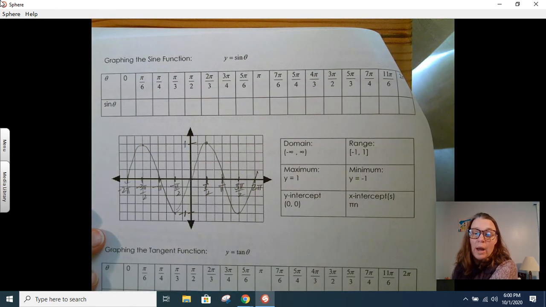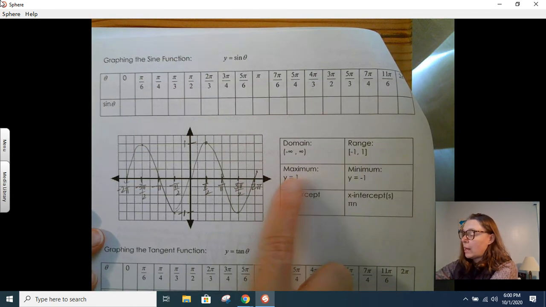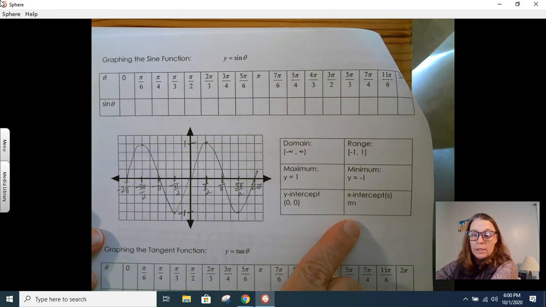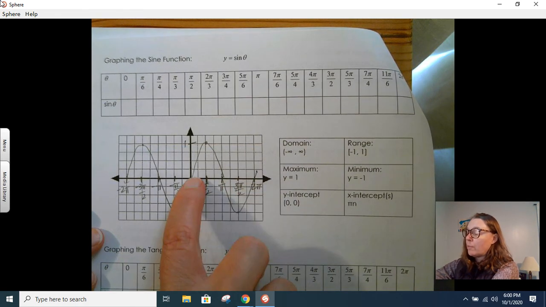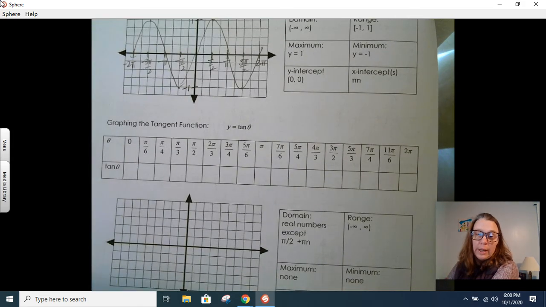Okay, and then at the top, this is page 6. Okay, there's our sine graph. Again, here's domain, range, max, min. Y-intercept and the x-intercepts are pi, multiples of pi, so 1 pi, 2 pi, 0 pi, and so on. Tangent, we will actually come back to later on, so don't worry about that for now.